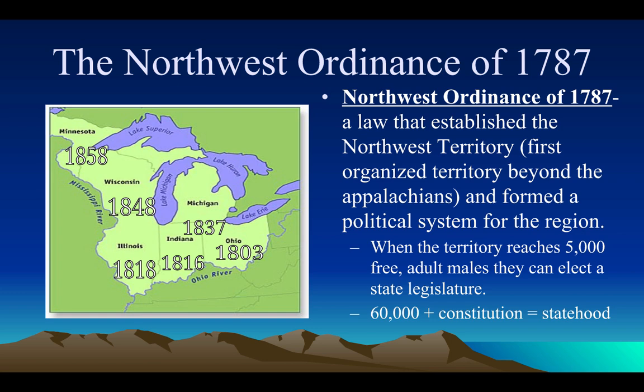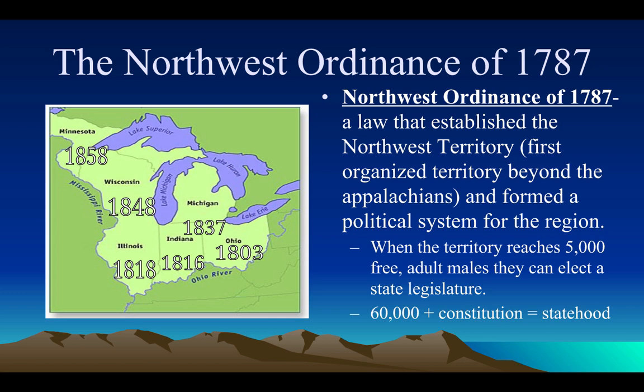So then we have the Northwest Ordinance of 1787, and this was a law that established the Northwest Territory, those states of Ohio, Michigan, Indiana, Illinois, Wisconsin, and Minnesota, that were first organized territory beyond the Appalachians, and they formed a political system for the region. What the Northwest Ordinance did was provide a system in which governments could be established in these new territories. How do these new territories become states is really what the Northwest Ordinance did.